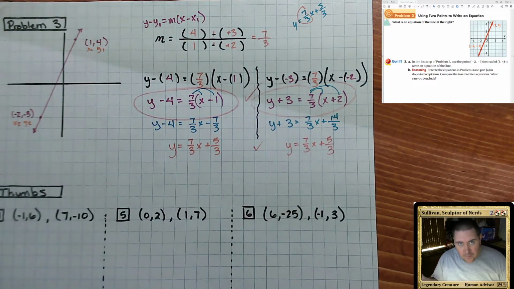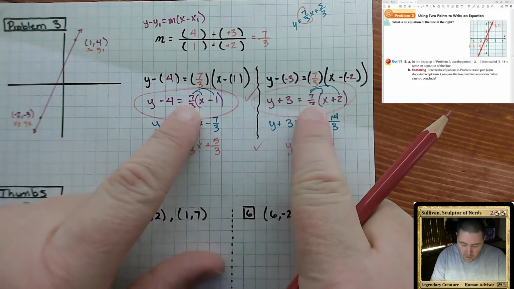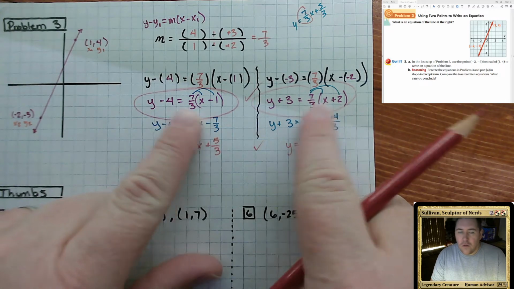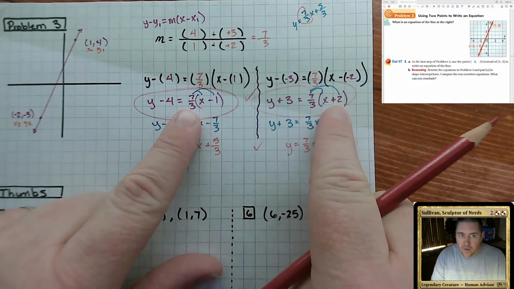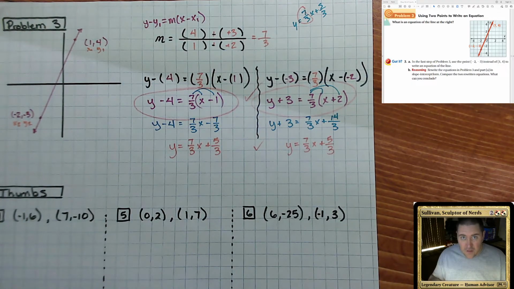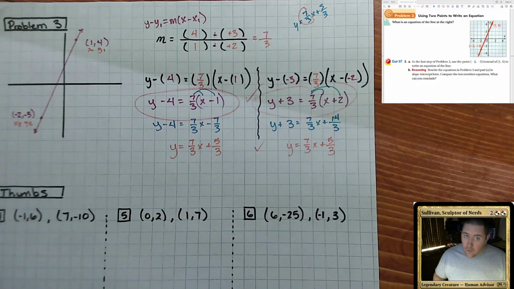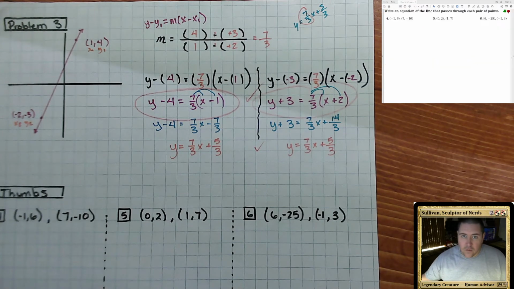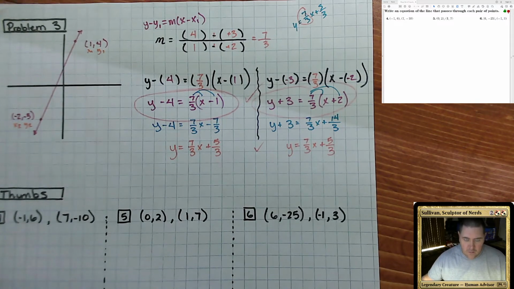Remember that a line is all of the x's and y's that are going to make that equation true. So your equation might look a little different, but they're still on the same line. So they're still technically the same equation. They just look a little bit different. Got a little makeover.